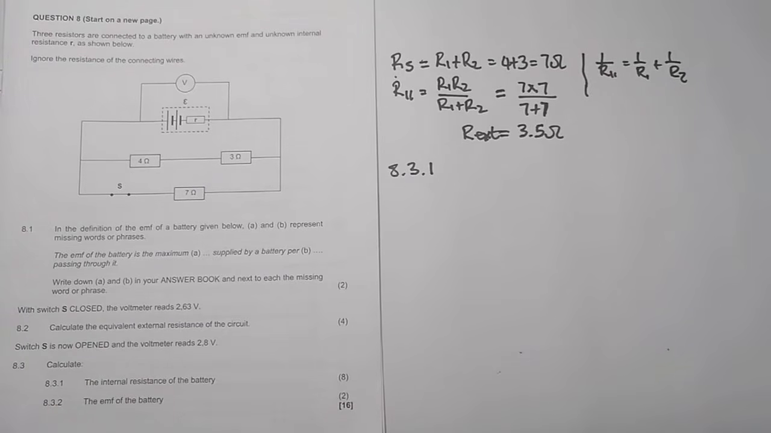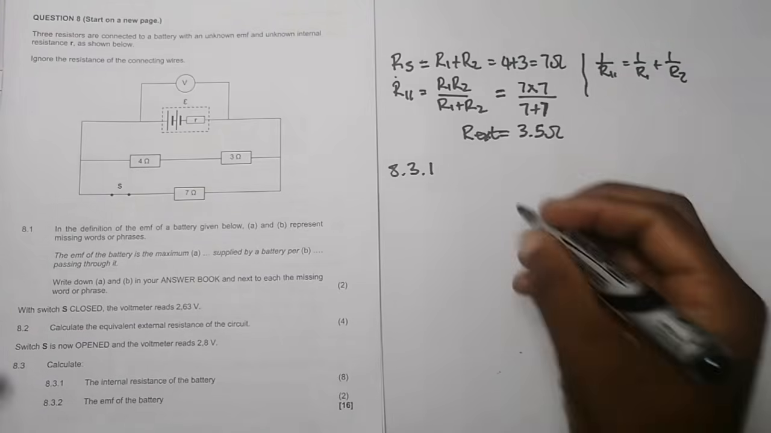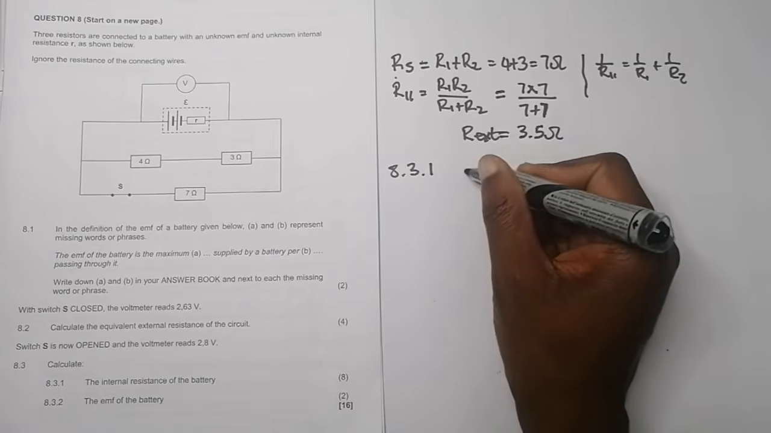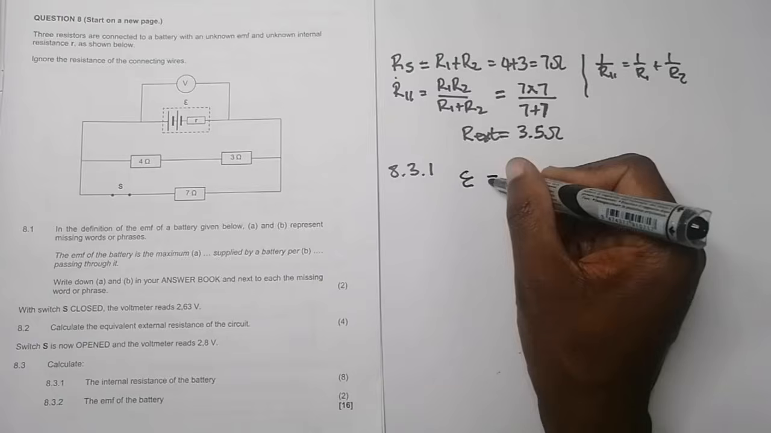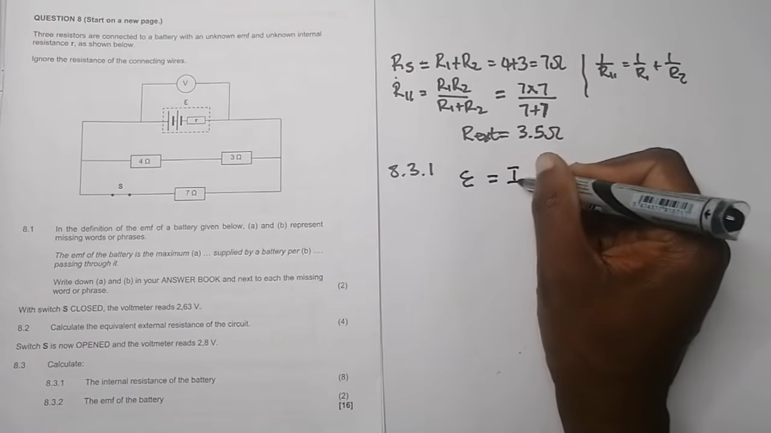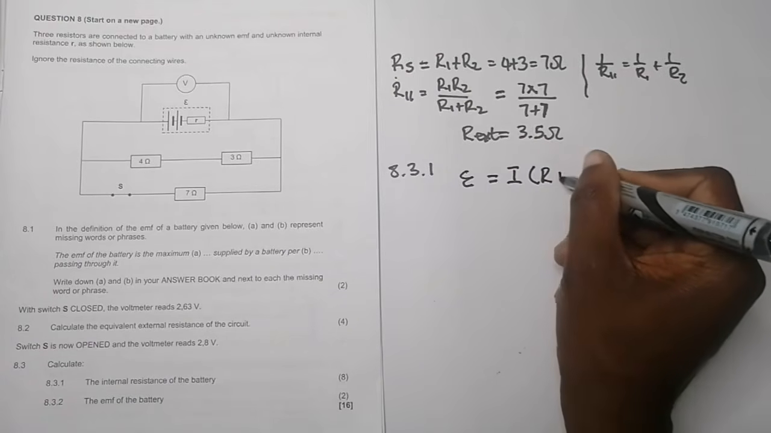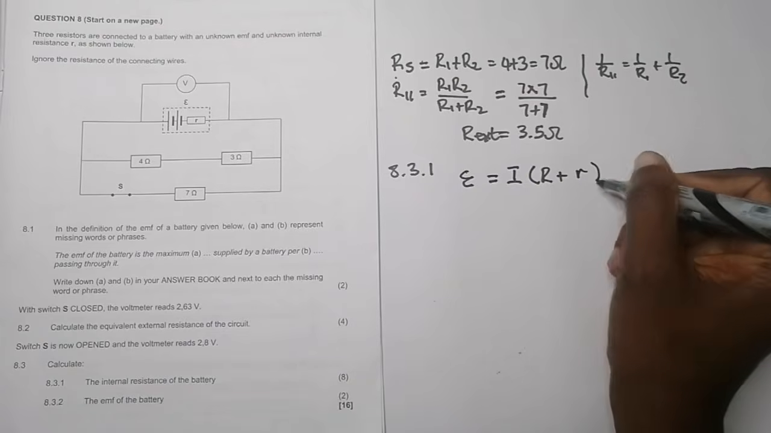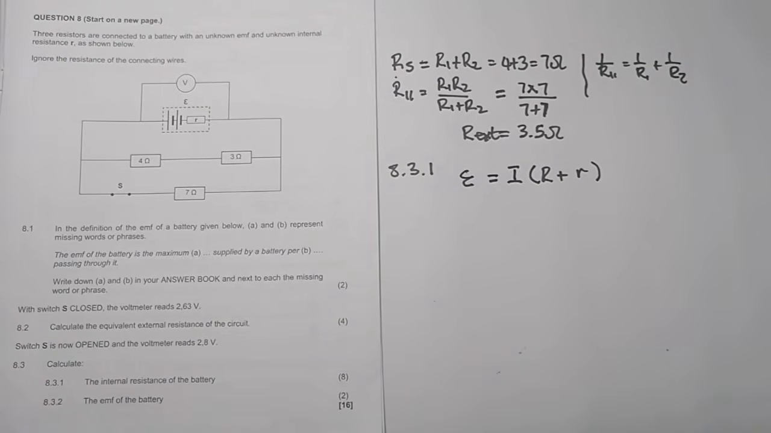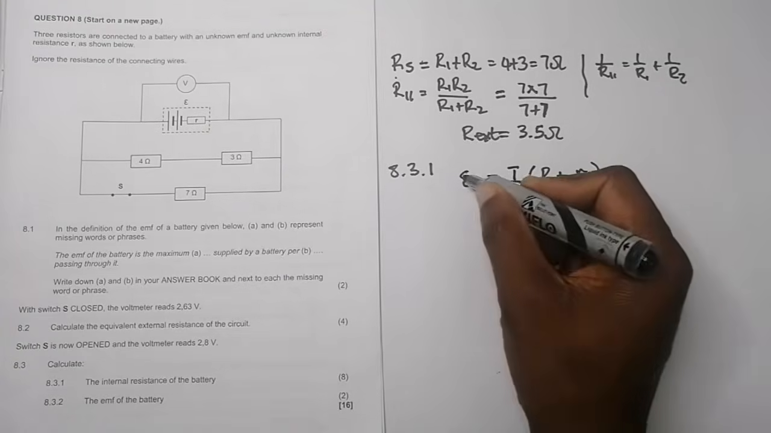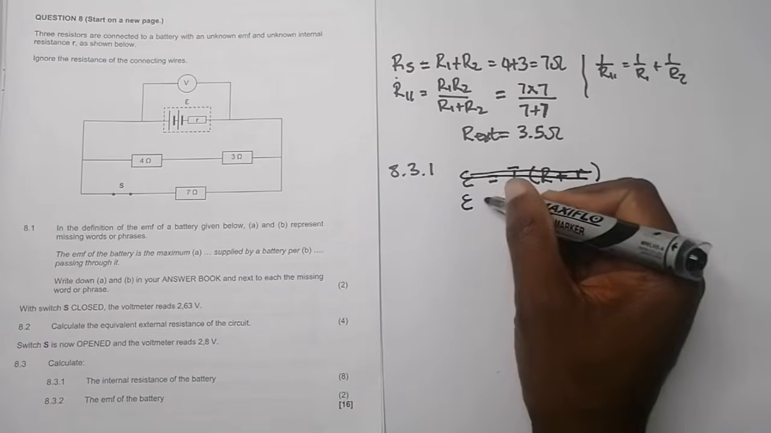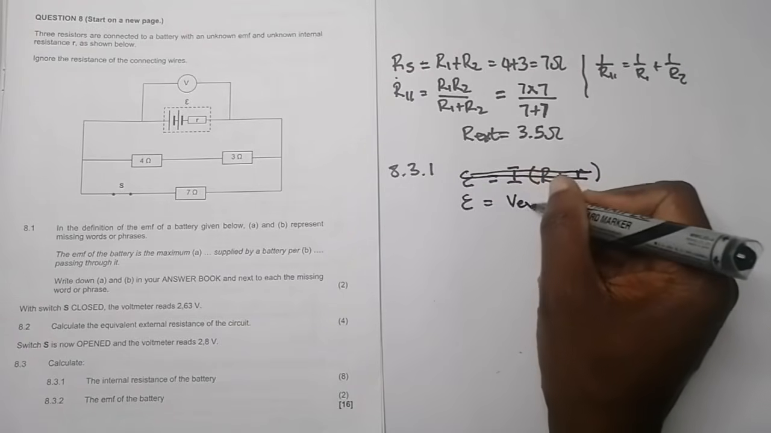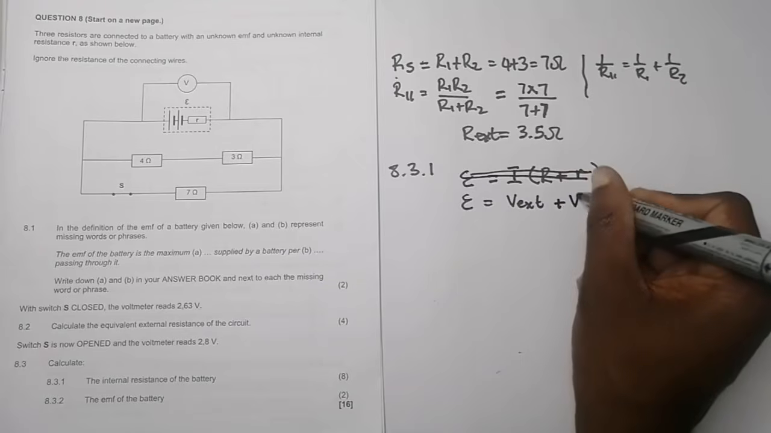So we're going to have to go the route of using a simultaneous equation. Let's start with the initial setup. In the initial setup, we say E equals I into R plus small r. In fact, let's not even go this route because we don't even have the value of the current. So I'm going to say E equals V external plus V internal.